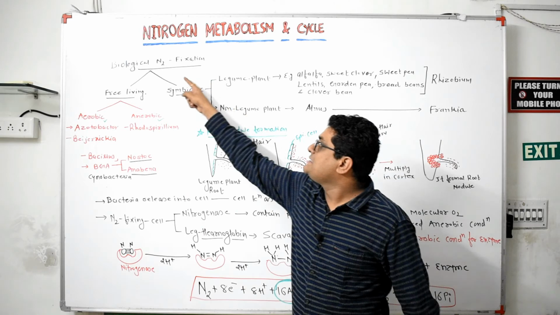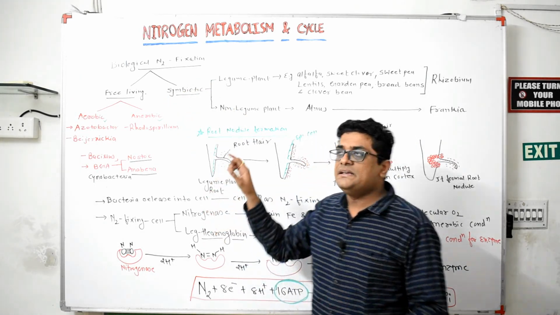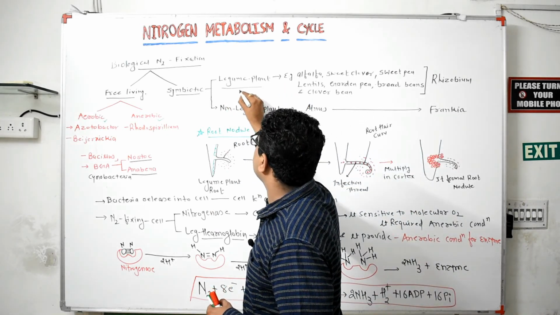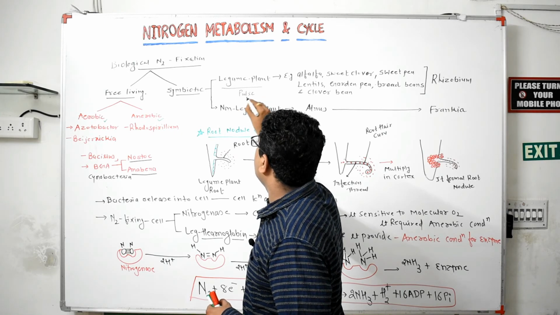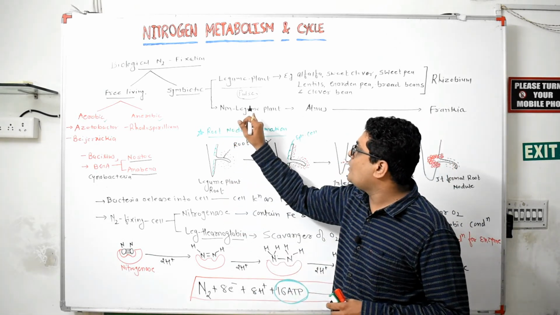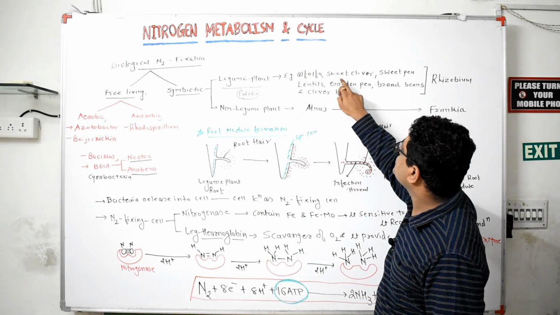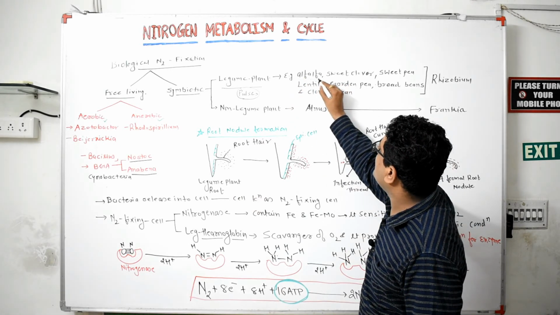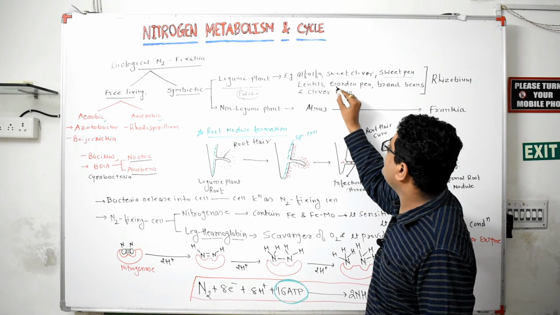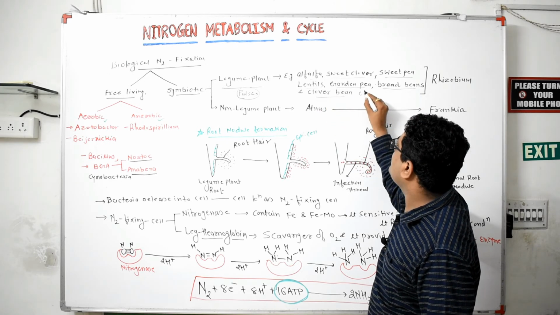Now next is the symbiotic bacteria. In the symbiotic bacteria, there are again two ways. One is symbiosis with the legume plant. We all know that legume plants are the plants which produce pulses. They are known as legume plants. And the second one is the non-legume plant. Examples of the legume plant are alfalfa, sweet clover, sweet pea plant, lentils, garden pea, broad beans, clover bean, etc.